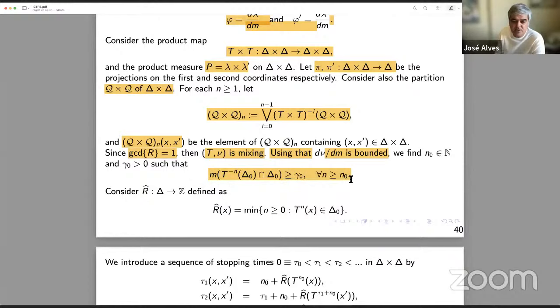So consider now a time R hat, which is defined everywhere in the tower. So this is not the recurrence time, because the recurrence time was for the base. So for points in the base, it's defined only there. It is the time you need to go up in the tower and then come back. And I'm going to define this as the entrance, the hitting time in the base of the tower. So it is the minimum that the point needs to get to the base of the tower, okay? It can be seen as the hitting time, the time I need to go to the base of the tower. This is the R hat.